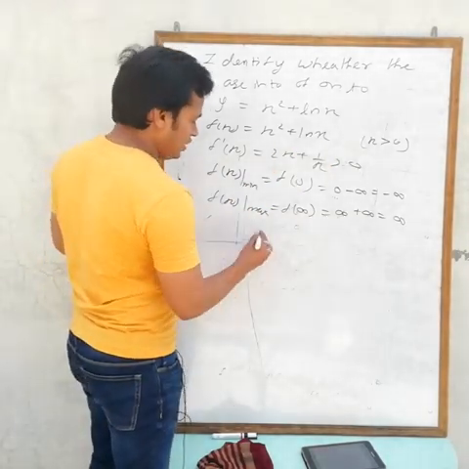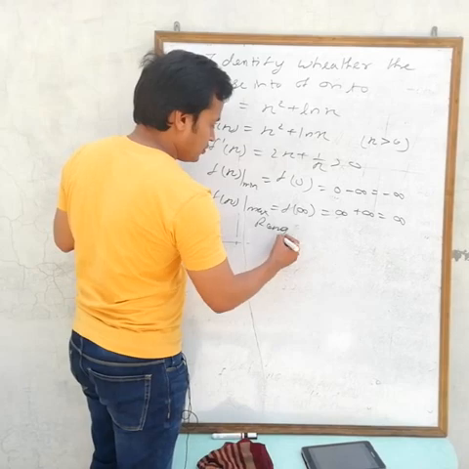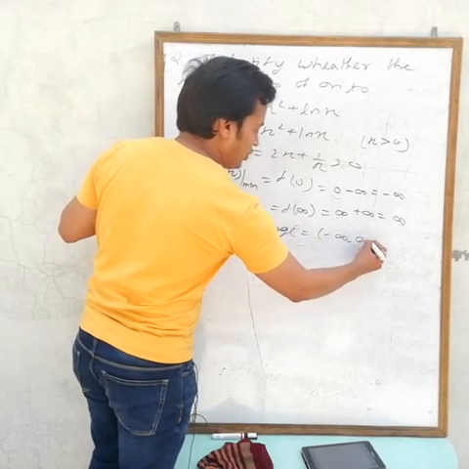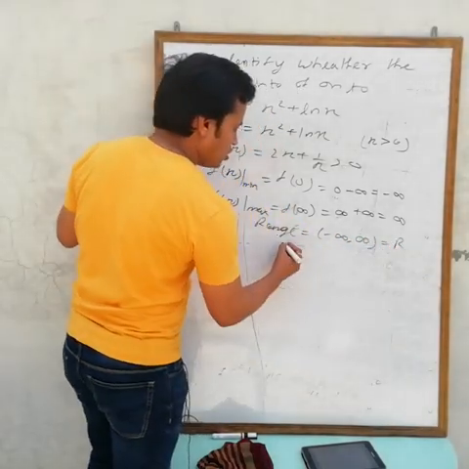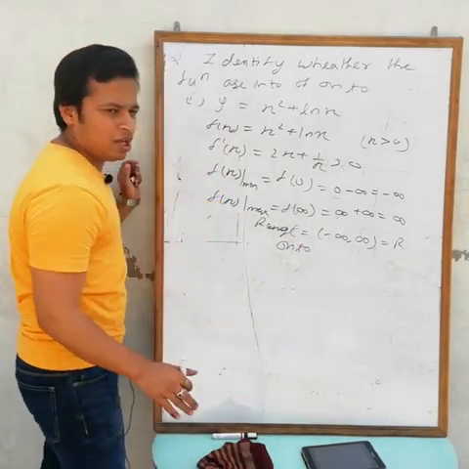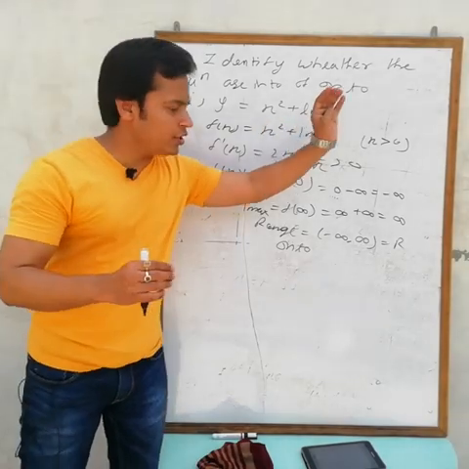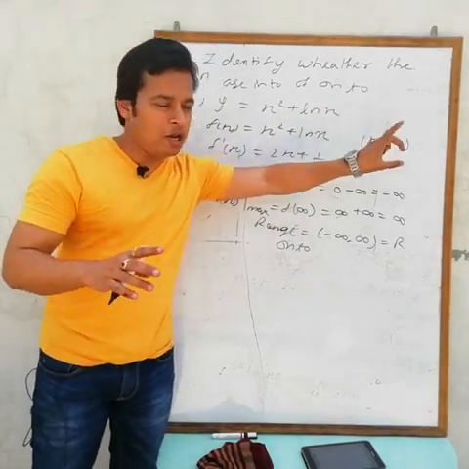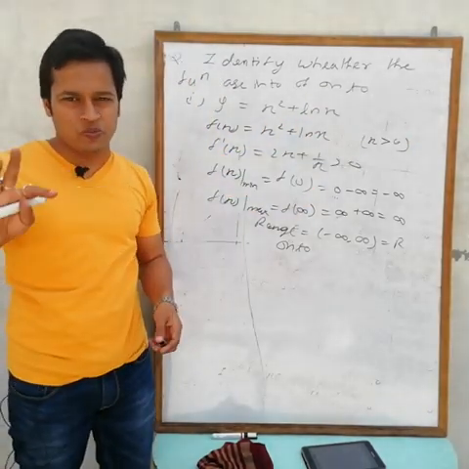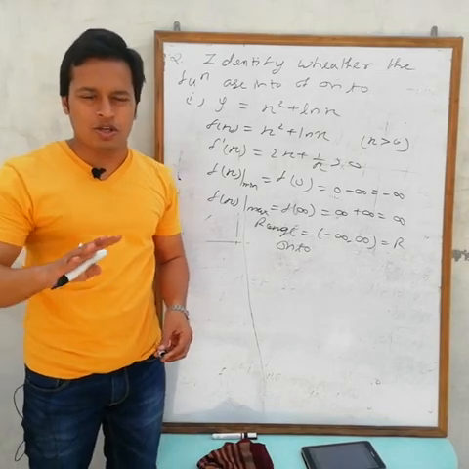So the range is equal to minus infinity to plus infinity, that is R, so it is onto. If the range is equal to R, then it is onto. If it is given that it maps to a specific set, then check only for that, but it is not given. If B is not given, it means B is R, it means the codomain is R, so find the range.